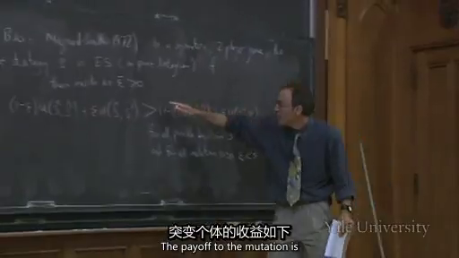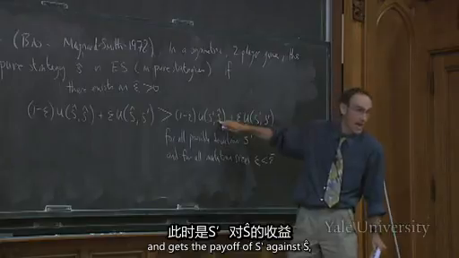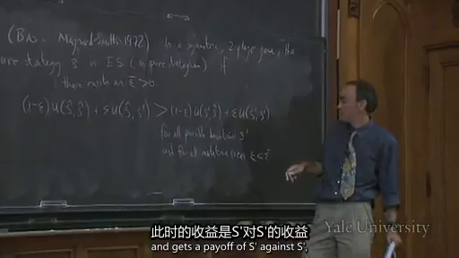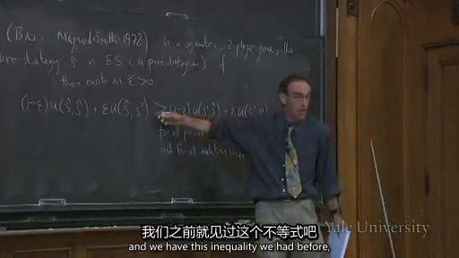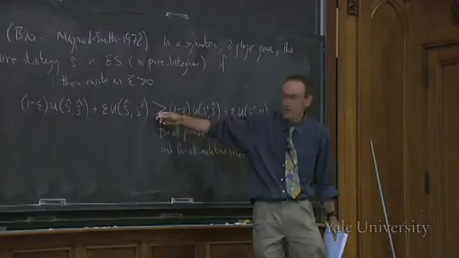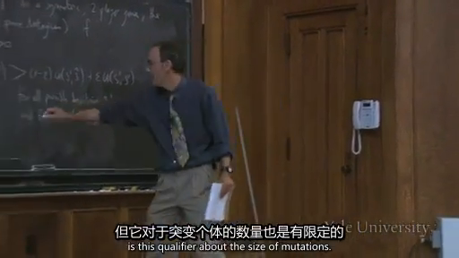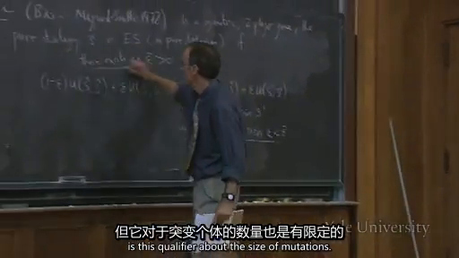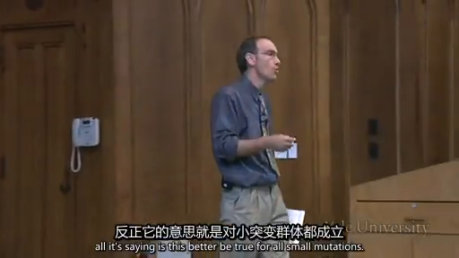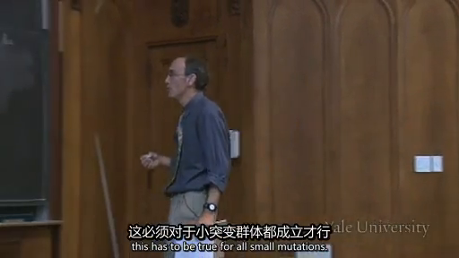All right? Conversely, on the right-hand side, we have the payoff to the mutation. The payoff to the mutation is 1 minus epsilon of the time the TA meets a student and gets the payoff of S prime against S hat. Epsilon of the time the TA meets itself and gets a payoff of S prime against S prime. And we have this inequality we had before that says the mutation, the invader, has to do worse, so it dies out. All right? So the nasty bit of this definition, the part that takes a while to get your head around, is this qualifier about the size of mutations. And all it's saying, ignore the math of it, is this better be true for all small mutations. You could think of that as saying this has to be true for all small mutations.